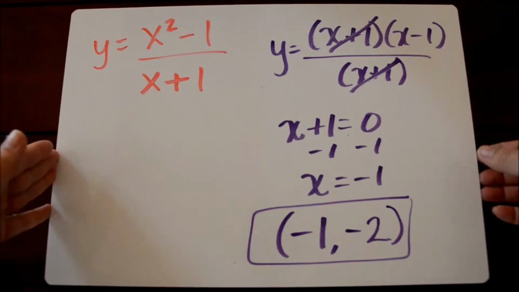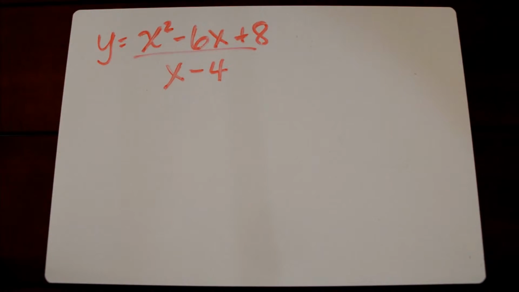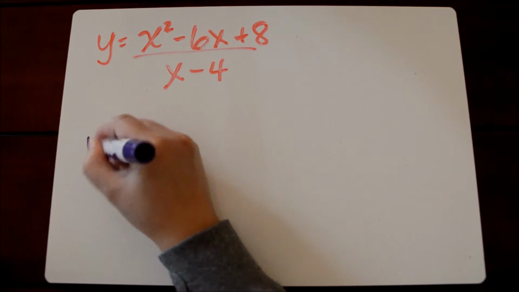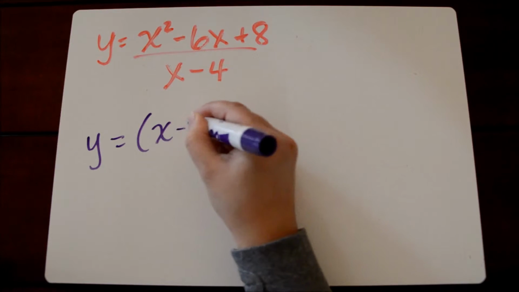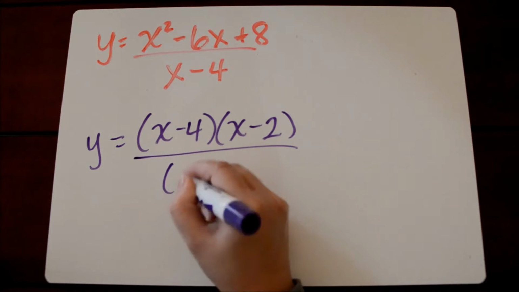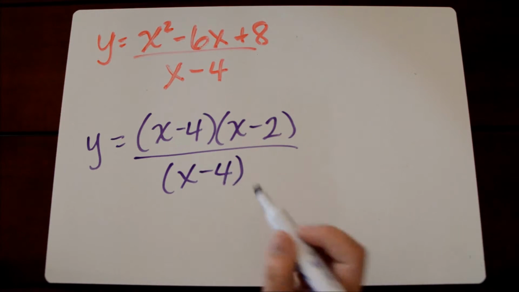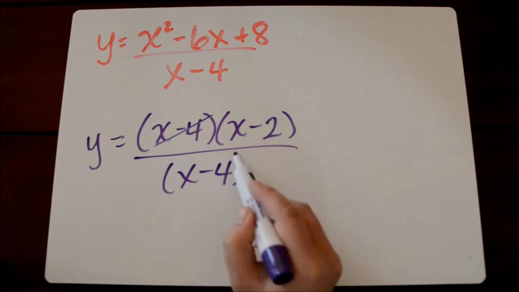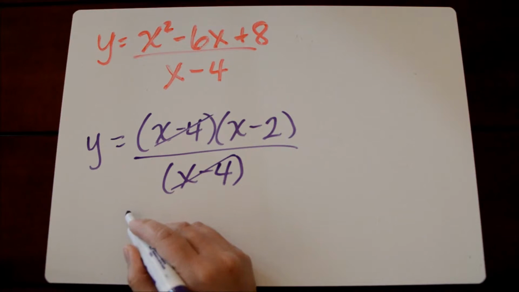Let's take a look at another example. Here, our numerator could be factored. We're going to get x minus 4 times x minus 2, all over x minus 4. Again, anything divided by itself will cancel out to 1, and that's where the x value of our hole is.